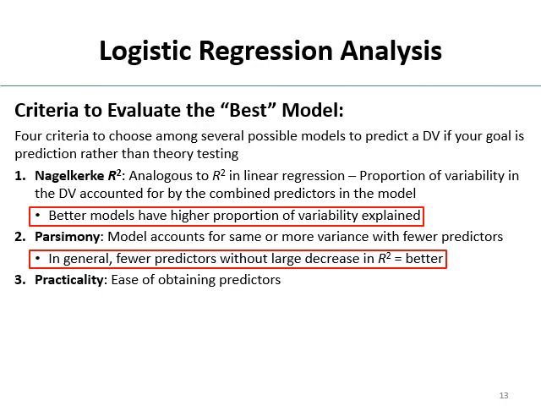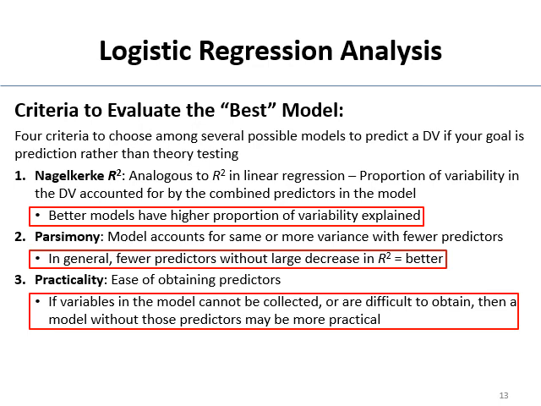So if there are certain predictors that are easier to obtain or cheaper to obtain, and you can get a good model with those, maybe that's a better model. So that's the same as linear regression. So what's the new one?